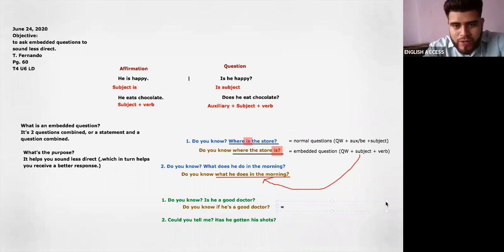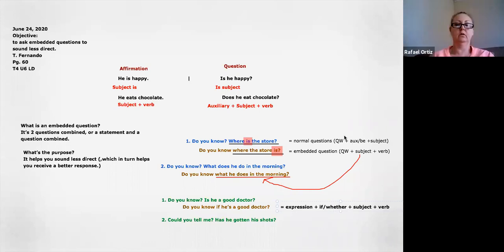All right. So for this one, it's going to be the expression, in this case, do you know, plus if, and sometimes you can use whether, depends. Do you know whether he's a good doctor? Do you know if or whether? And then we have the subject and then the verb. If or whether. Okay.